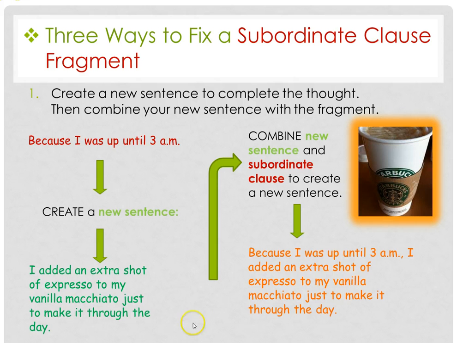And then I combine them. And now I have a brand new sentence and I no longer have a fragment. Because I was up until 3 a.m., comma, I added an extra shot of espresso to my vanilla macchiato just to make it through the day. So notice I added the dependent clause to the beginning, so I put a comma because this dependent clause precedes or comes before the independent clause. Notice I could very easily add it to the end. I could very easily say, I added an extra shot of espresso to my vanilla macchiato just to make it through the day because I was up until 3 a.m. If you add the subordinate clause at the end, you will not put a comma before the subordinating conjunction because it's at the end and it's completing the thought.